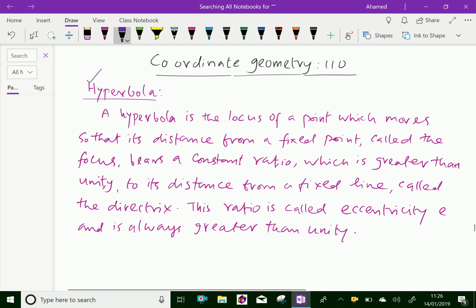A hyperbola is the locus of a point which moves so that its distance from a fixed point, called the focus, bears a constant ratio which is greater than unity to its distance from a fixed line, called the directrix. This ratio is called eccentricity e and is always greater than unity.